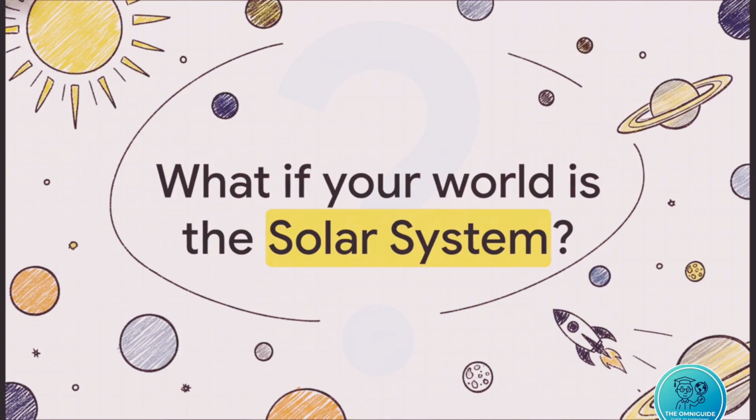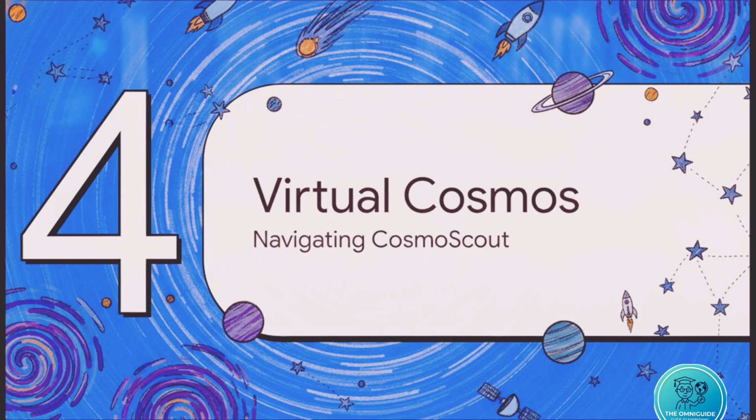What happens when you need to render something exponentially bigger? I mean, what if your virtual world isn't just a terrain map, but the literal to-scale solar system? Let's zoom out for Section 4, Navigating the Virtual Cosmos.